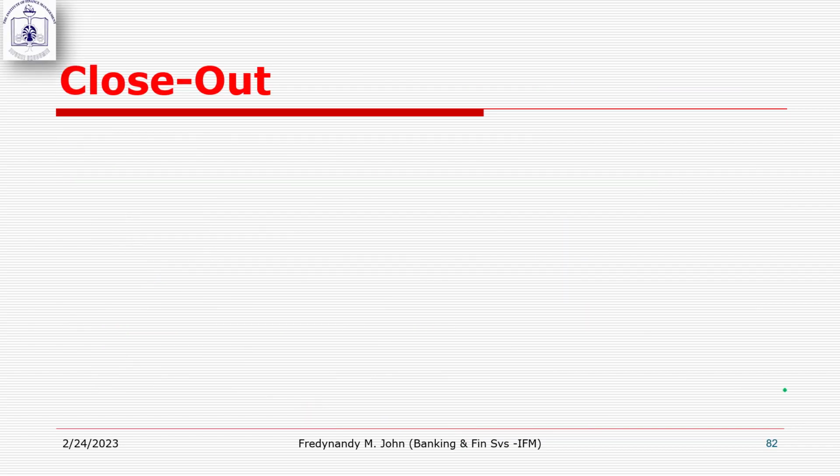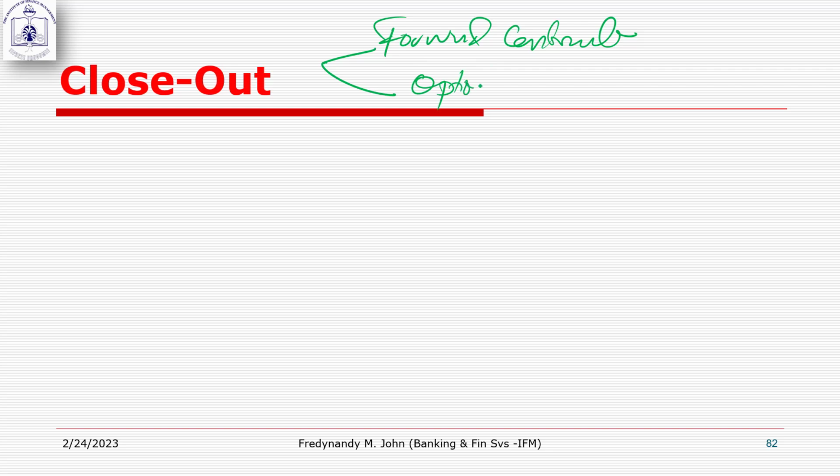Now, what happens if a customer has entered into a contract with a bank? And what kind of contract? The forward contract. Now, let me explain to you first the difference between the forward contract and the option contract. All right.